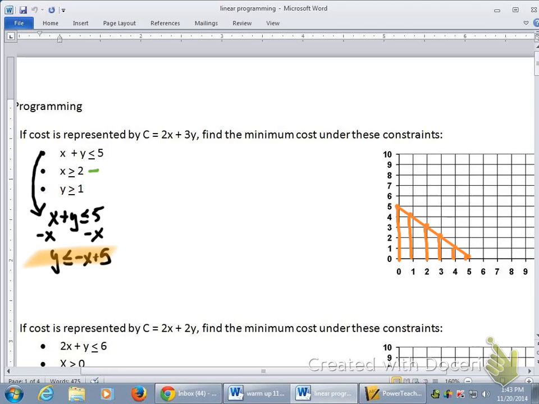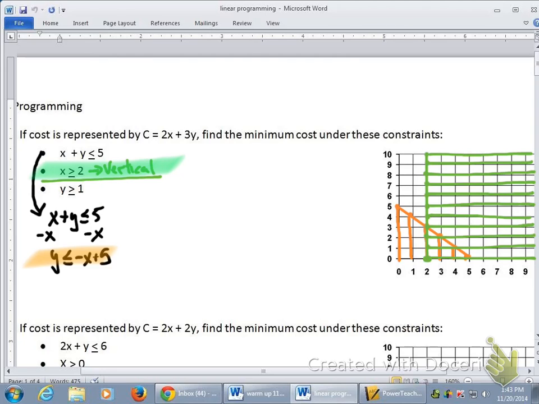The second inequality is right here. X is greater than or equal to 2. I remind you that that's a vertical line. So I draw a vertical line at x is 2, and of course I'm going to shade to the right because all of those are bigger than that. So that's my vertical line. Now you can already see the intersection is this little triangle right here for just 2 restrictions. But I do have one more restriction, so we're going to get it also.